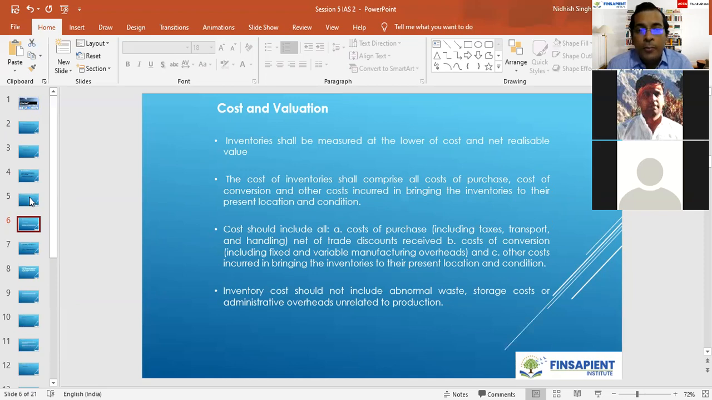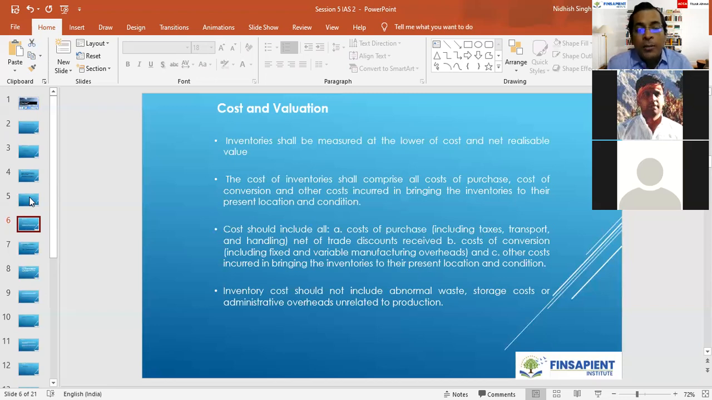B, cost of conversion, and the cost of bringing the inventory to the present location and condition. So virtually all the cost will be included. Indeed, here also any advisory or any expenses which relate to finding out where the inventory items will be available, or any raw materials. If one tries to find out the details and it incurs some cost, those costs are not added in the inventory cost.